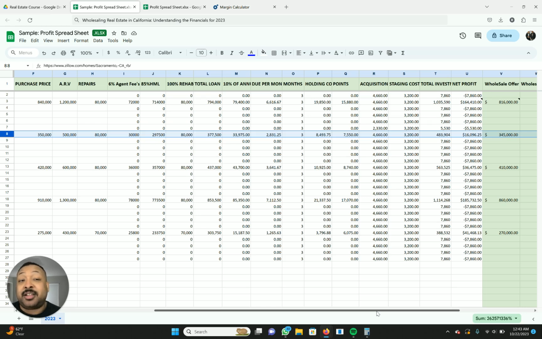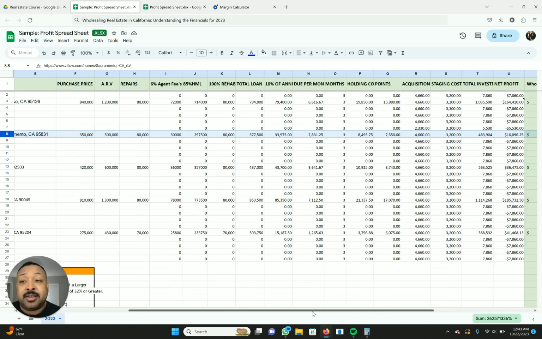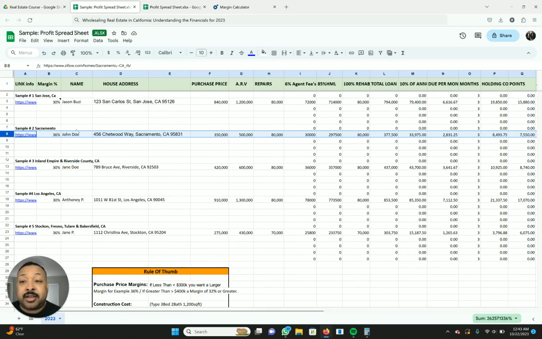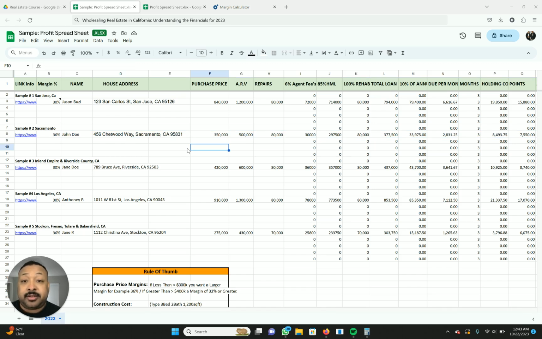So usually, a rule of thumb is when you're making offers on homes that are around the 300 price range, you're going to need a larger profit margin. So I'm going to go ahead and fix this number back to where it was. So moving forward, that's pretty much how you use a spreadsheet.